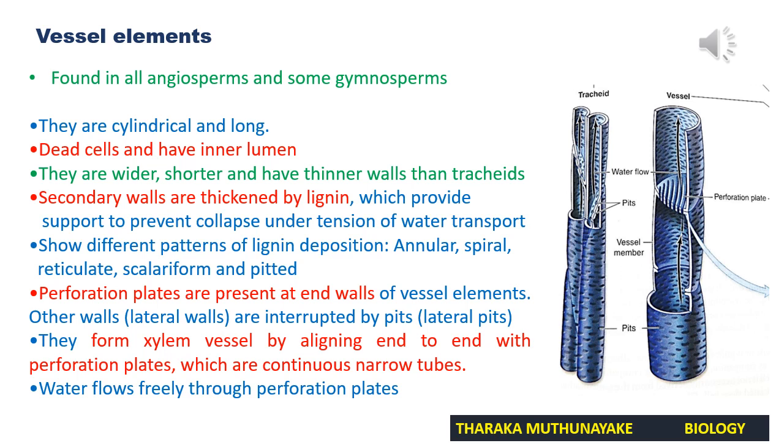That is enough. Okay. Here it says perforation plates are present at end walls of vessel elements. End walls means, if you consider a single vessel element, the walls found at the top and the bottom are the end walls. These end walls are broken down with the maturation of the vessel element. With the differentiation, these end walls are broken down and form a plate with pores. That plate is known as perforation plate.